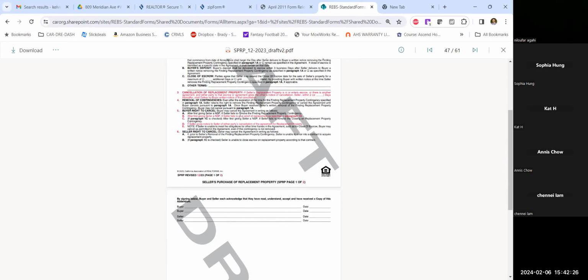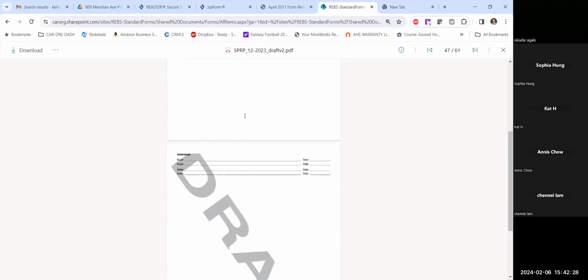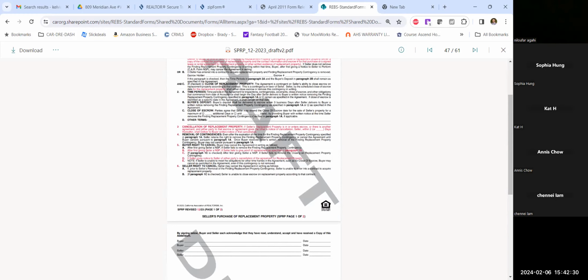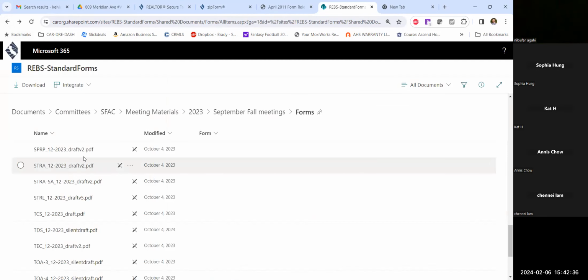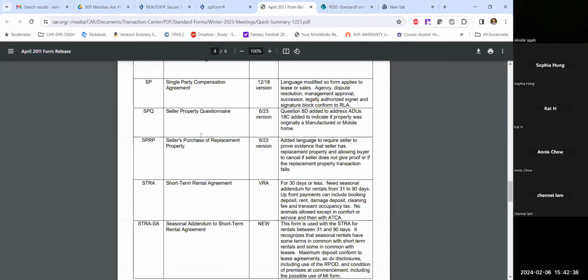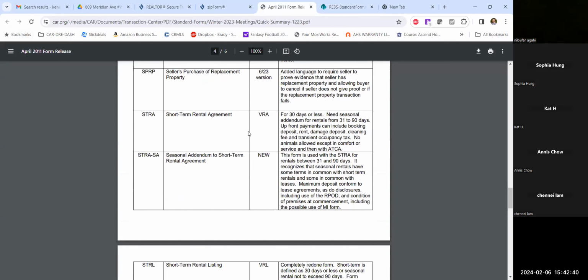Okay. And that's it. That's your SPRP form. Use this if you have a condition or requirement where the seller needs to move somewhere else. Any questions?